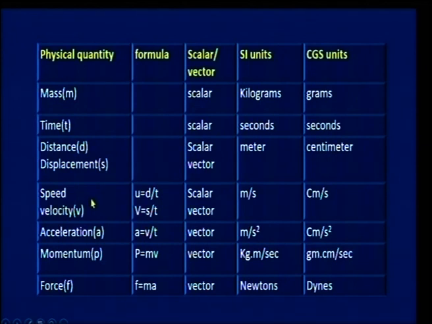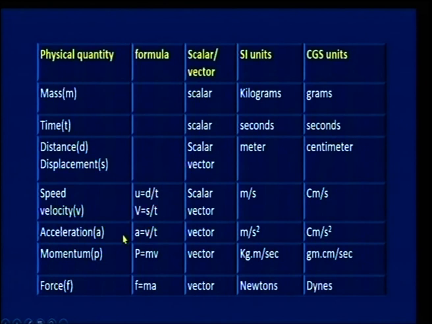The next one is speed and velocity. Here also they resemble the same meaning, but speed is a scalar quantity, velocity is a vector quantity. Speed is distance by time, velocity is displacement by time. Here units for these two quantities are the same, that is meter per second in SI system, centimeter per second in CGS system.